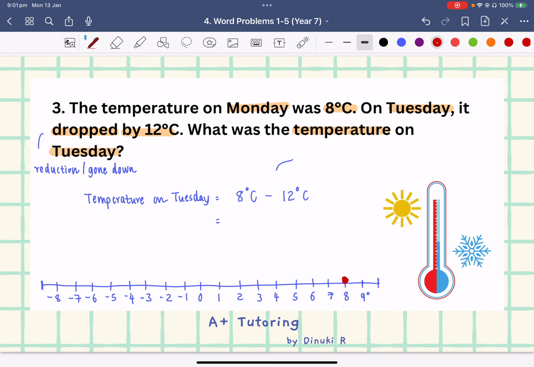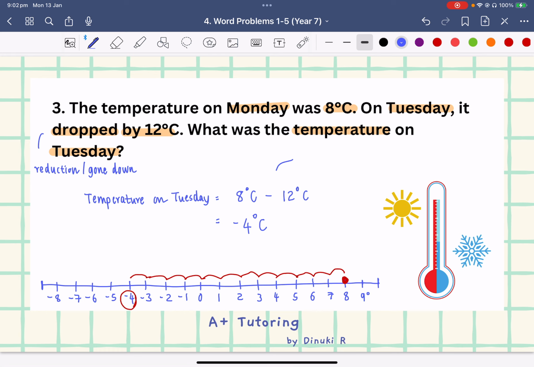So we just have to jump 12 spaces. So 1, 2, 3, 4, 5, 6, 7, 8, 9, 10, 11, 12. So our answer is negative 4 degrees Celsius.